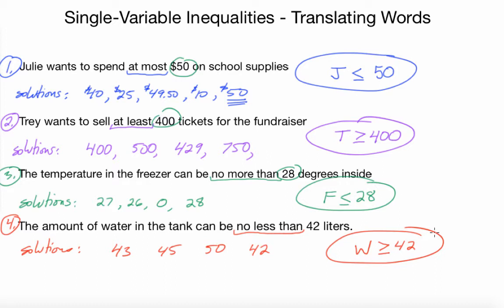All right, so these phrases again, at most, at least, no more than, no less than, oftentimes can be kind of tricky, and it really takes pausing, thinking about the situation, and writing out some solutions. That can really make it more tangible and lead you to the right inequality that you need to write.